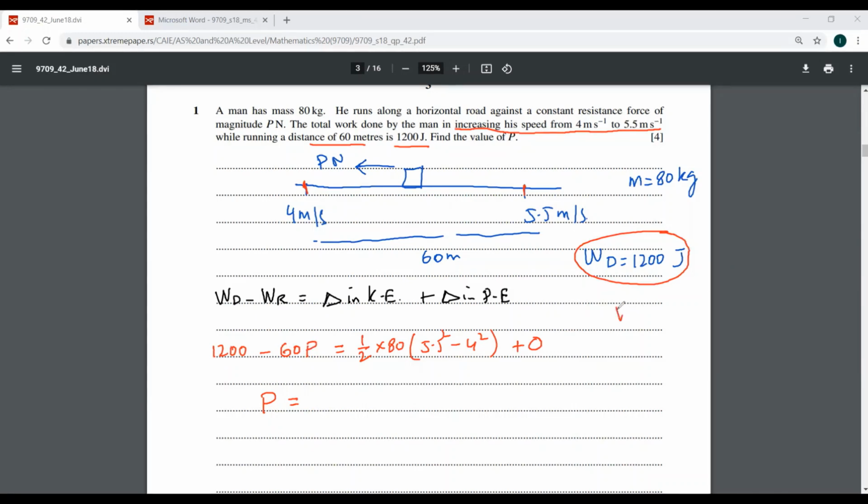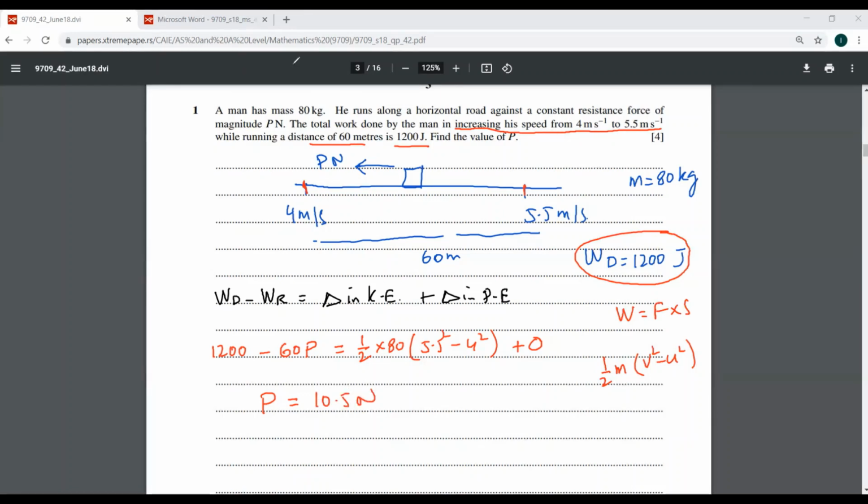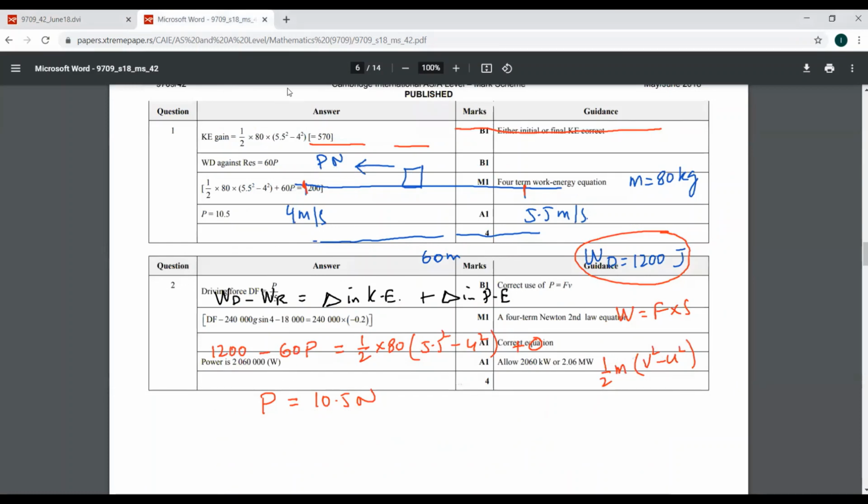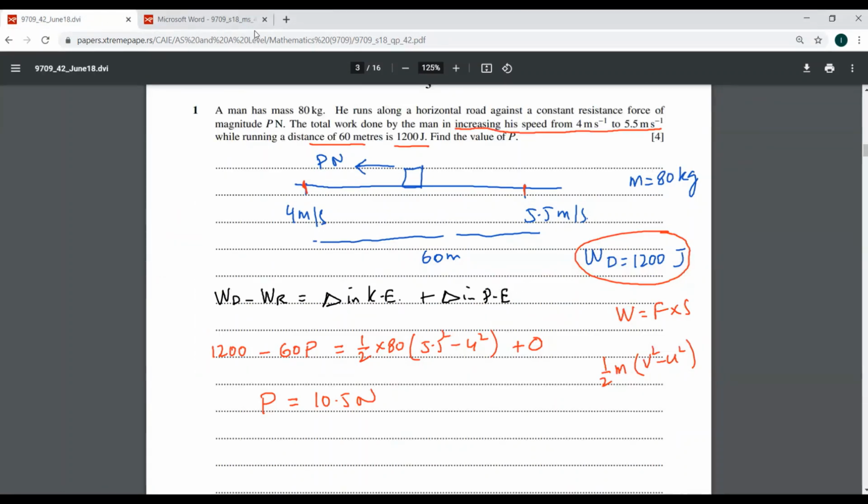We use the formula here, the work is F into S. So F over here is P and the distance covered is 60. And this is the change in kinetic energy, half M into V square minus U square. So you must have calculated this. So what is this P? Okay, this is 10.5 newtons. We can check our answer as well. Yeah, this is 10.5.